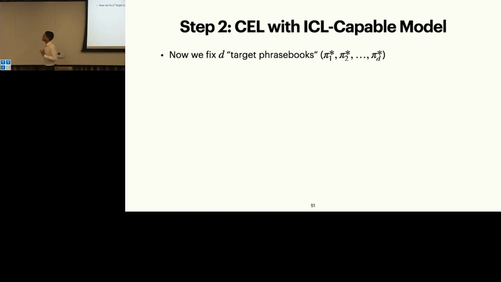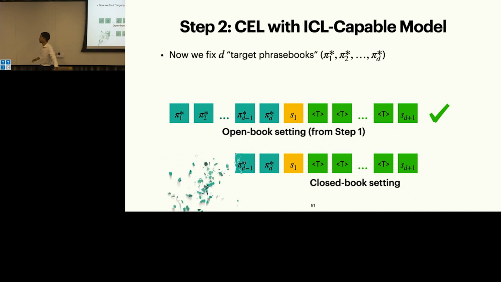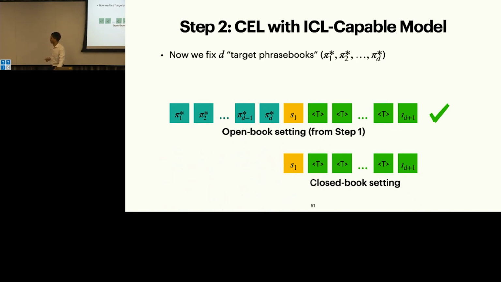But now in the second step, we're going to perform context enhanced learning, but for that we fix a target set of phrase books. Because the model is now ICL capable, given the set phrase books in context, it can solve the task. But in the end, we want the model to be independent, and it cannot do that because it doesn't know how to solve the task without the phrase book information in context.